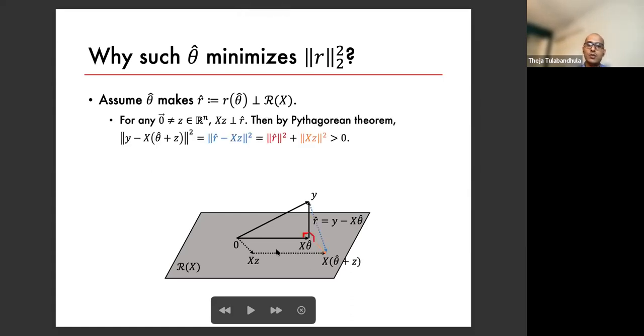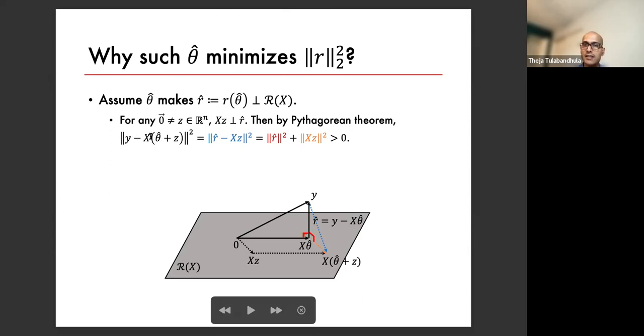Now this is for any z, any conceivable z which is not zero. Because we have a z, I can just say theta hat plus z is any other potential theta candidate. So now let's look at what the residual is for this other potential theta candidate, which is not theta hat.